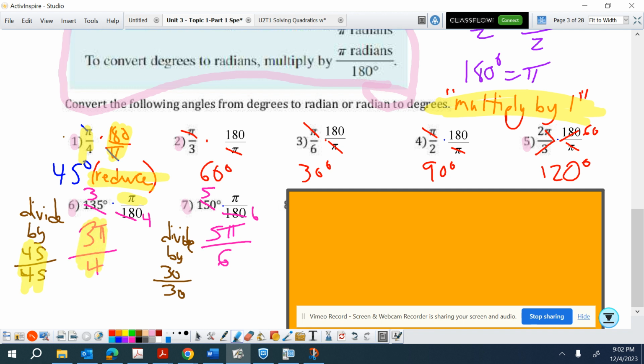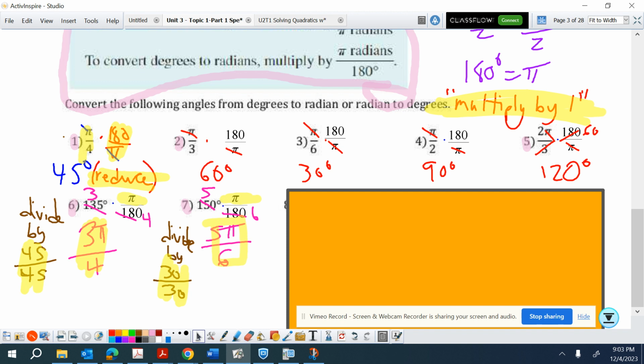7 is also being multiplied by pi over 180. I need to reduce that 150 over 180 by dividing both the numerator and the denominator by 30. 150 divided by 30 is 5. 180 divided by 30 is 6. So introducing pi into the problem, it becomes 5 times pi over 6.